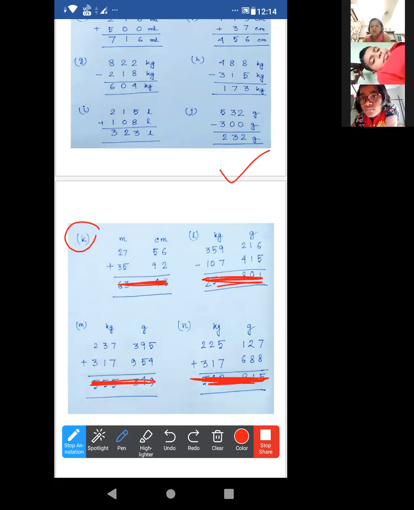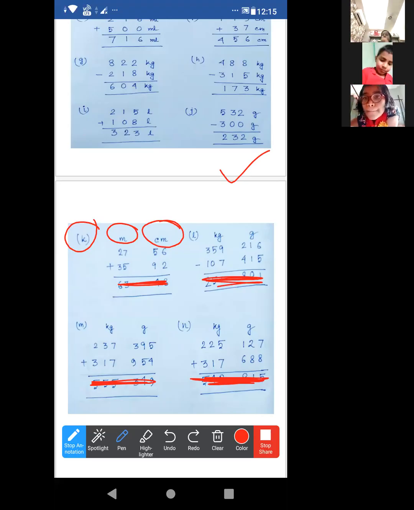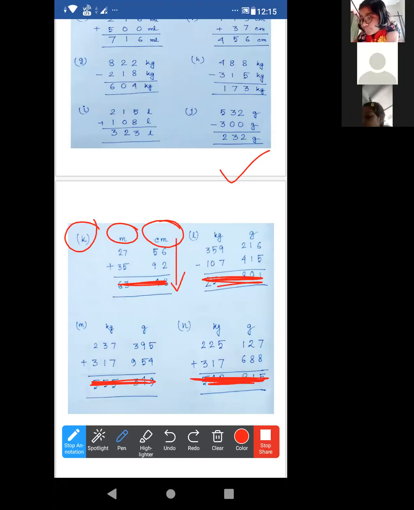K, look at K. Here is a little bit different. The units, there are two types of unit, one meter and another centimeter. So just don't worry. No need to avoid the unit. No need to get tense. Look, centimeter will just solve this. The centimeter part will add them, which will be carried forward. That will go at meter place. Then we'll normally do the addition.